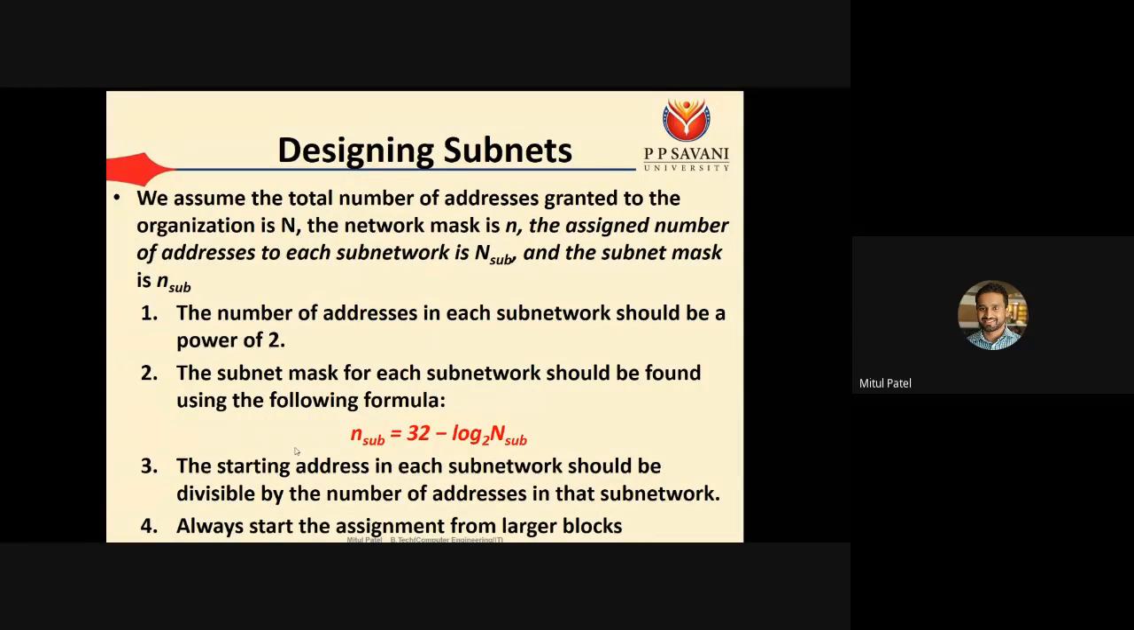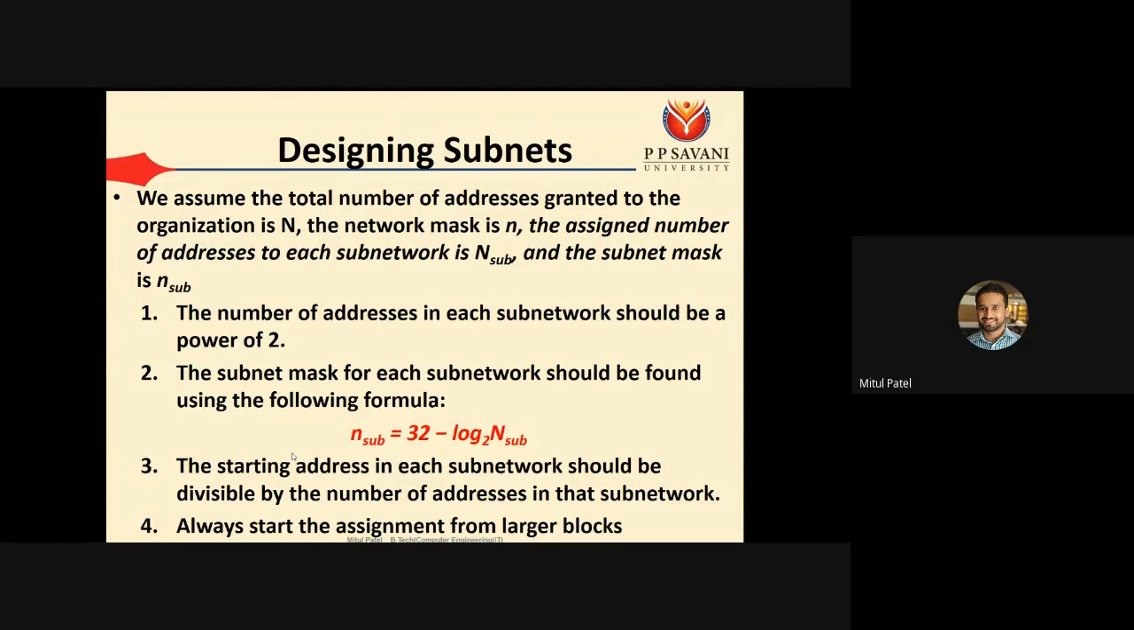The third condition: the starting address in a subnetwork should be divisible by the number of addresses in that subnetwork. That is the condition we have seen for classful addressing also. So we take the decimal value of the starting address, and that should be divisible by the total number of addresses in that subnetwork.